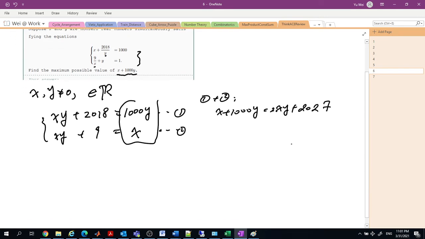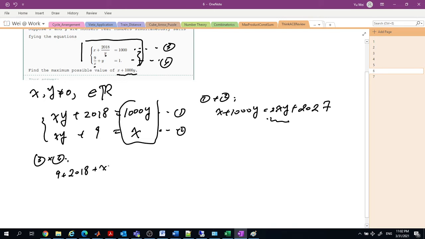Now we solve the big part. The second part we are going to solve is we need the 2xy. How can we get 2xy? Let's observe it here. How can we get the xy? Using 3 times 4, let's see what we get on the left side: we get 9 plus 2018, then plus xy plus 2018 times 9 over xy is equal to 1000, right?